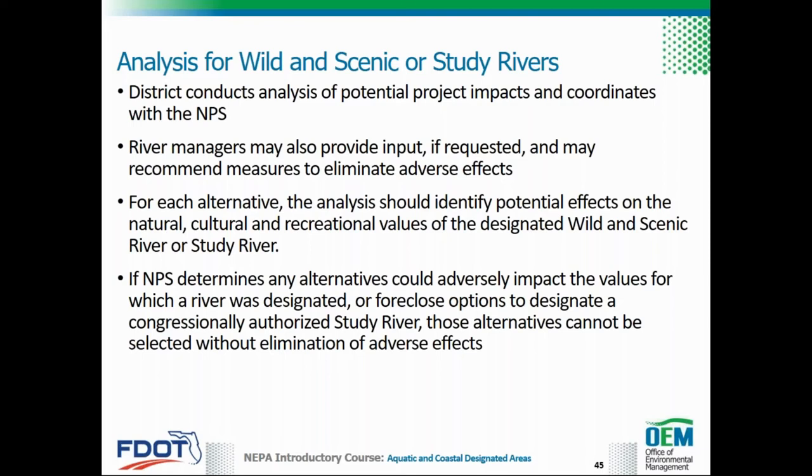If the National Park Service determines any alternatives could adversely affect the values for which a river was designated, or for which a congressionally authorized study river was designated, those alternatives cannot be selected without elimination of adverse effects.